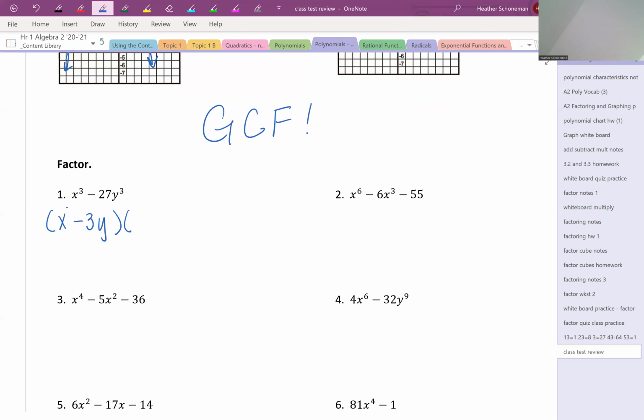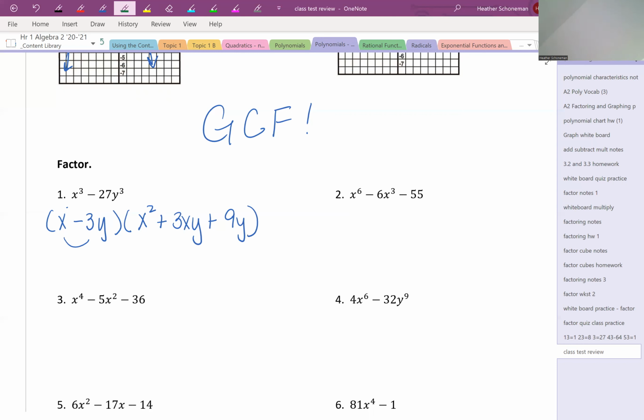With cubes, the two parentheses are not a match. You do the cube root for the first parentheses, and then in the second parentheses, we square the x, change the sign, and multiply the two things together. The last sign is positive, and then we square 3y, and we get 9y squared.